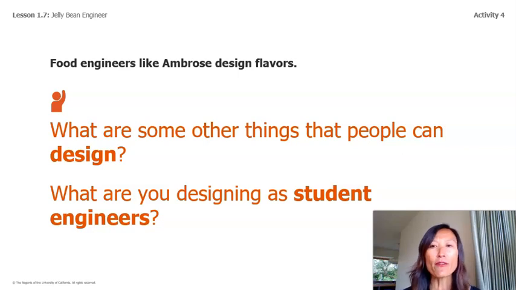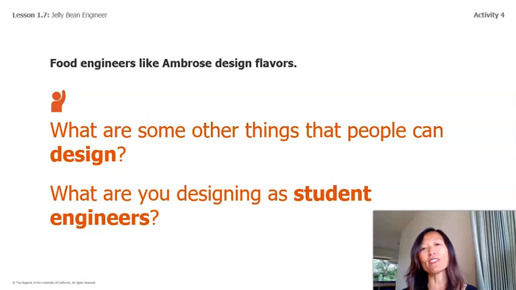So what are some of the other things that people can design? I'm thinking glue, ink, toothpaste, medicines. Did you think cars, computers? And what are you designing as a student engineer? A new glue for our school. So design is another word that we use in everyday language to mean something else. But it has a special meaning that makes it important for doing science or engineering.